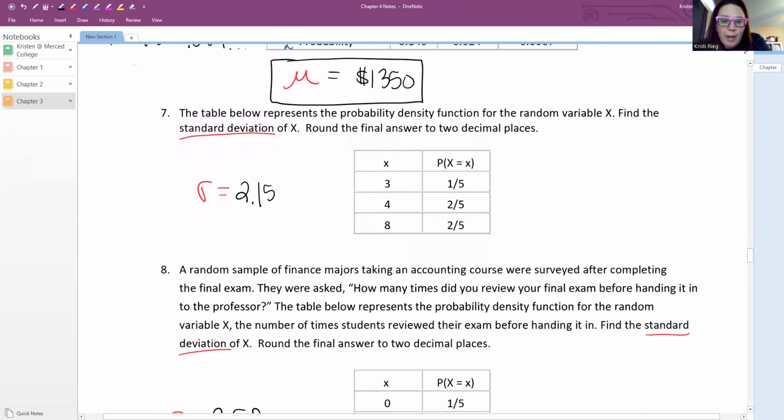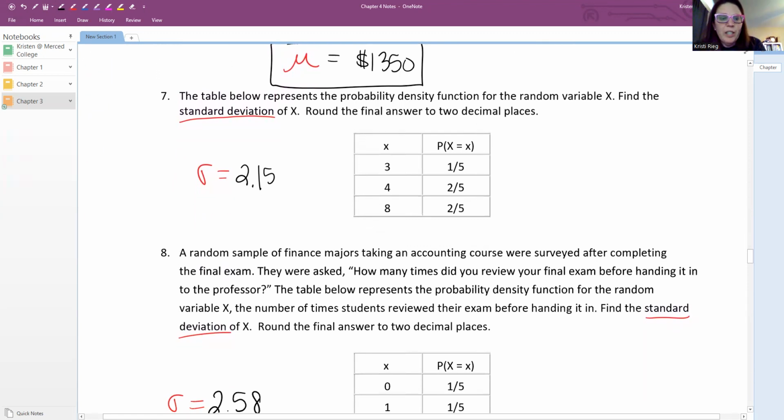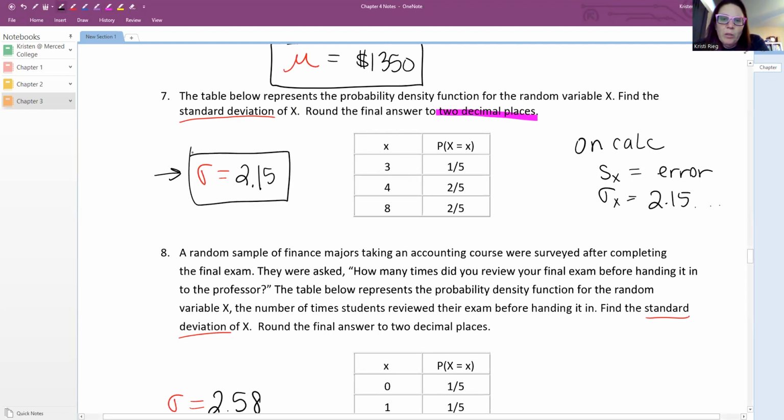All right, finally, standard deviation. Since we are talking about these probability density functions, the standard deviation we're looking for is sigma. It's very easy to tell because on your calculator, if you are looking it up, it says S of X equals, and then it just tells you error. And then for sigma of X, it kept going on and on, and it said to round to 2 decimal places. So we got our final answer directly from the calculator of sigma equals 2.15.